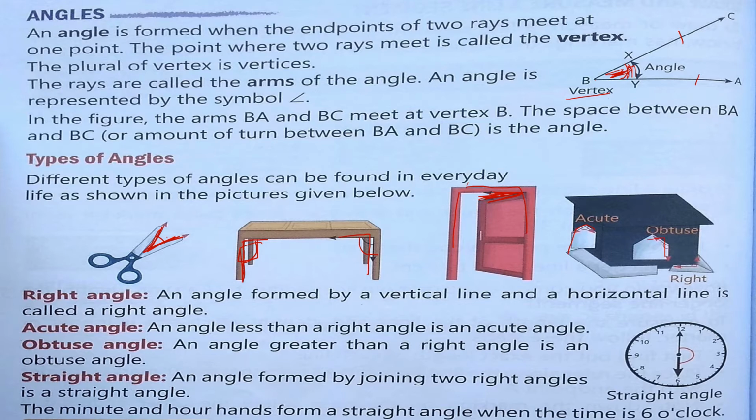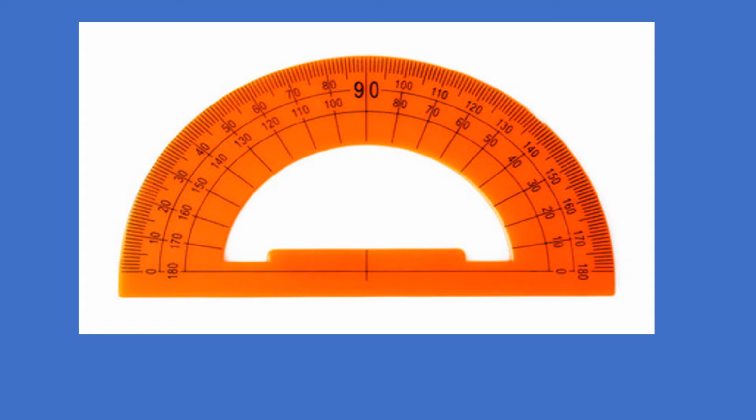So now we will discuss briefly about the angles, but how can we measure the angle? What is the instrument? That instrument is known as the protractor. This is the protractor which we use to measure an angle. As you can see here, angles are always measured in degrees.